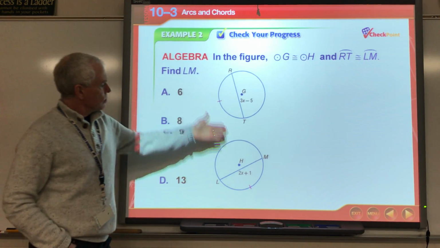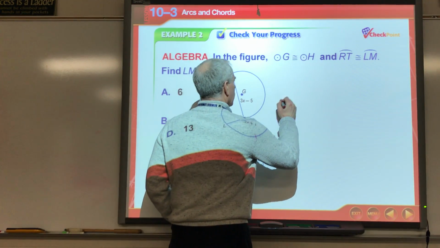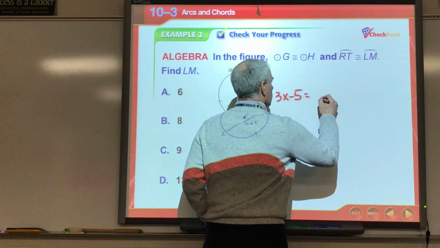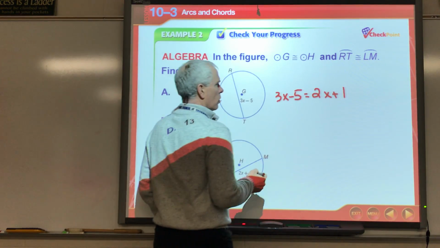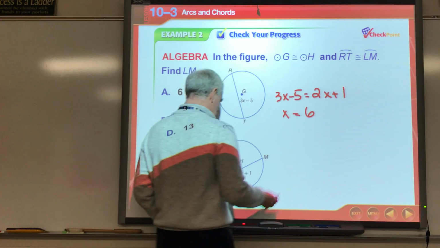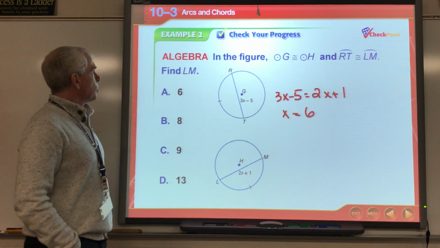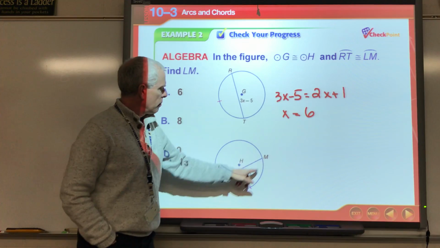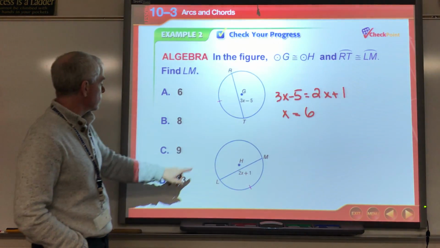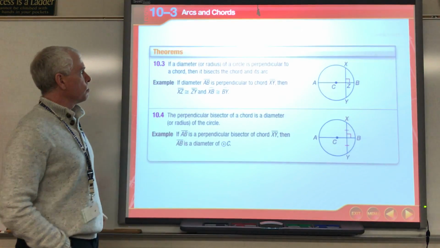Same scenario. Arcs are congruent, so the chords have to be congruent. So 3x minus 5 equals 2x plus 1. A little bit of algebra. Move the 2x over, move the 5 over. So I know x equals 6. I'm supposed to find LM, so I'm going to put that back into the 2x plus 1. 2 times 6 is 12, plus 1 is 13. Okay? I don't think you guys are going to have too much trouble with this.